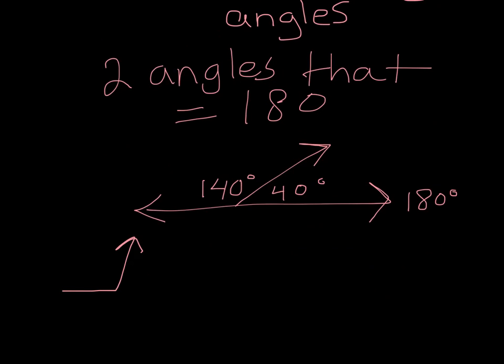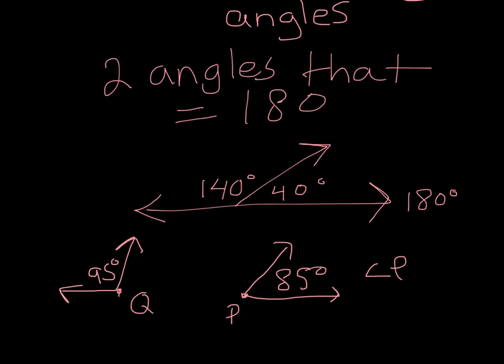So I could say this angle, we'll call it angle Q, has a measure of 95. And then another angle over here has a measure of 85, and we'll call this one P. So angle P plus angle Q, together their measures equal 180 degrees, so P and Q are supplementary.